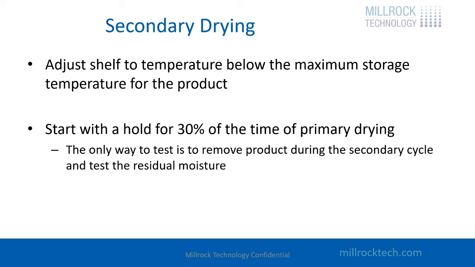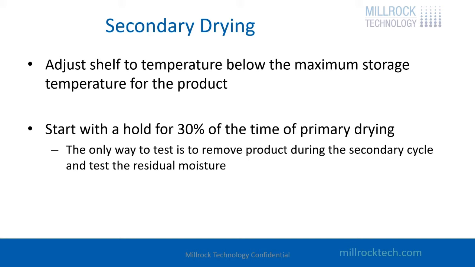If you've got a 15-hour cycle, it's 5 hours. That's going to give you a pretty robust and conservative cycle. The only way to test that is by actually removing the product at the end of that cycle and measuring the moisture content.